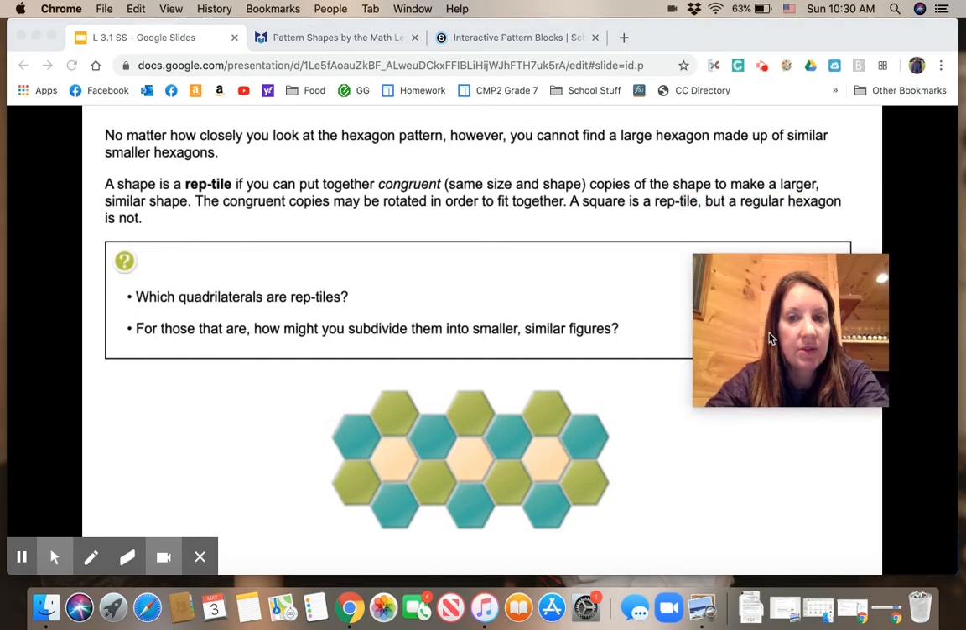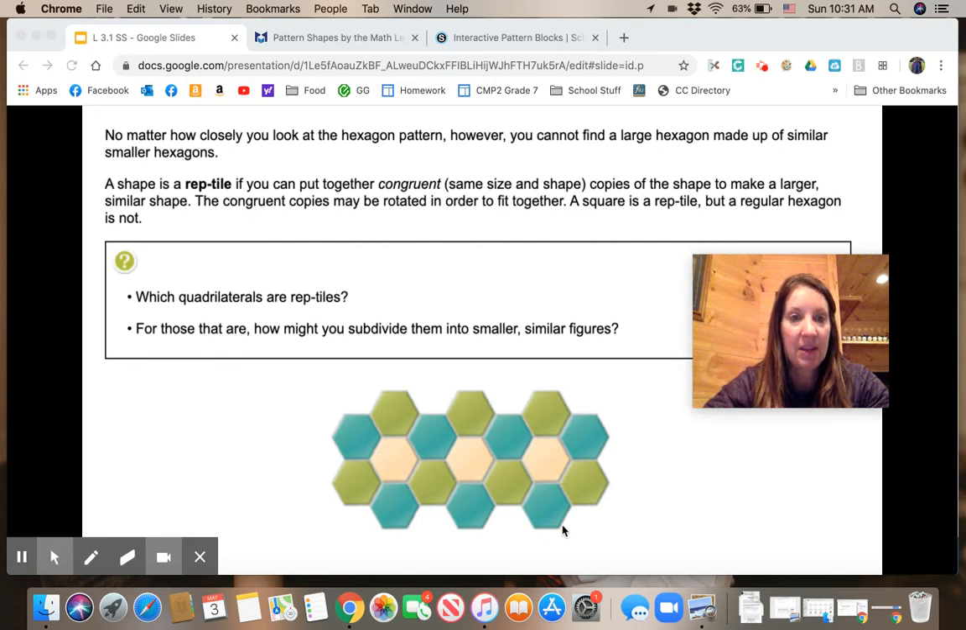No matter how closely you look at the hexagon pattern, however, you cannot find a large hexagon made up of similar, smaller hexagons. So you can see this is made of hexagons, but no matter how many more hexagons you put in there, you're not going to make another hexagon. And that's the difference between a tessellation or a plane tiling and a reptile.